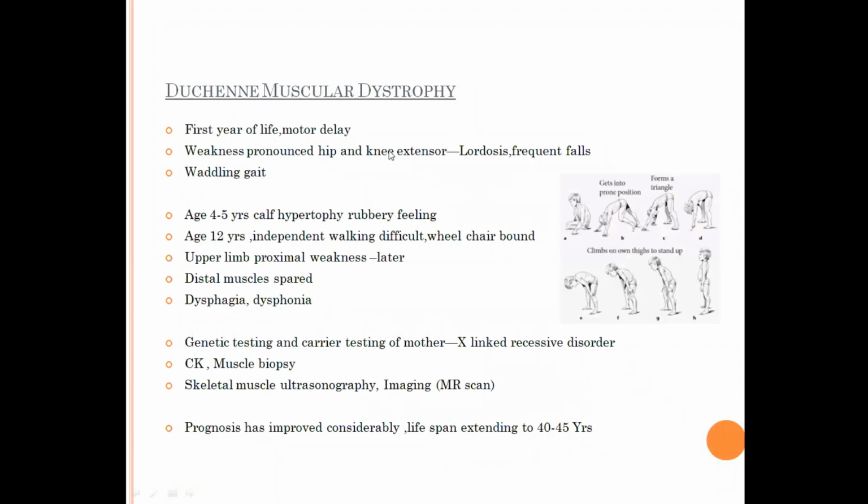You all know about the theoretical part of Duchenne muscular dystrophy. Because of proximal muscle weakness, they try to get up holding on to their own legs gradually. This is a typical lordosis and frequent falls, the Duchenne type of getting up from the floor on their own legs. And there is a hypertrophy of the calf muscles. Upper limbs become involved later on.